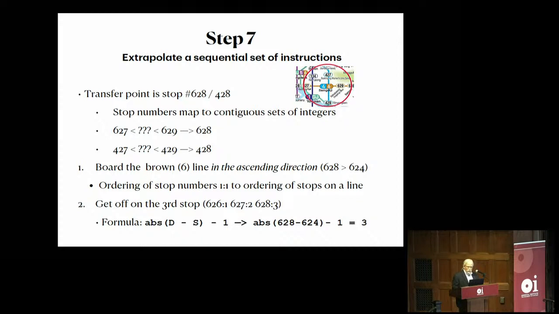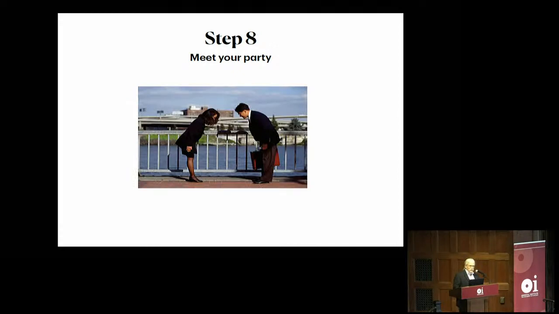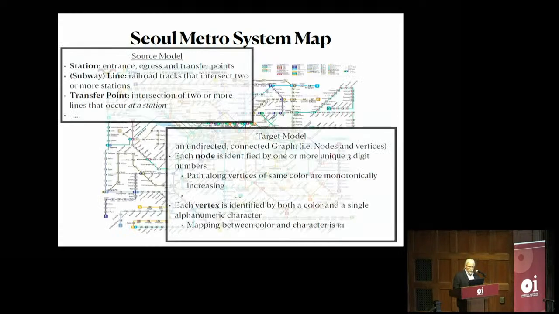And how many stops do I go on? Well, I have to figure out this little formula. It's always one less than the numbers you subtract there, basically. But I have to go for 3 stops. Then I have to transfer to the blue line, pick the ascending direction, go for 9 stops, and at the end, I pop out and I meet whomever I'm supposed to meet.